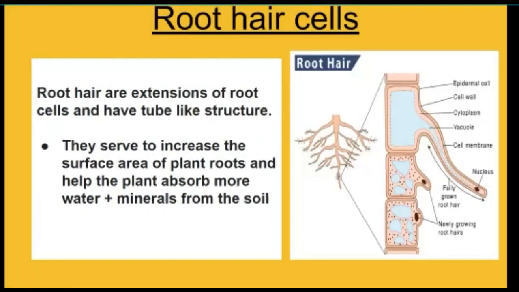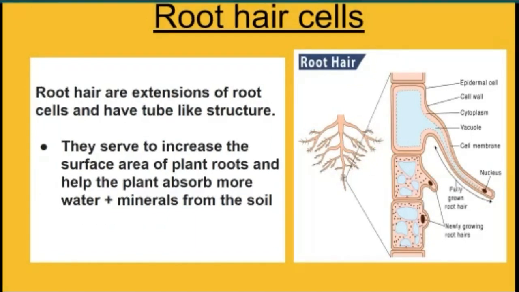Now, root hair cells. Root hair cells are the extension of the root cells, and they look like tubes, a sort of tubular structure. You can see in one of these pictures here that the large vacuole is extending into the tube. This is basically a root hair which is extending out into the soil. The root hair cells serve to increase the surface area of the plant roots, and they help the plant absorb more water and minerals from the soil.